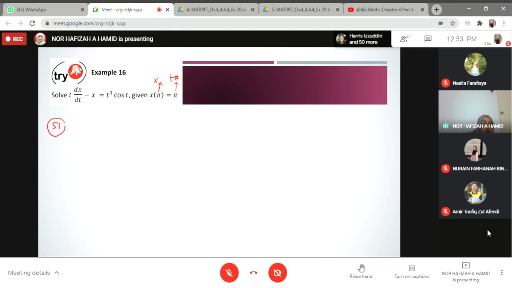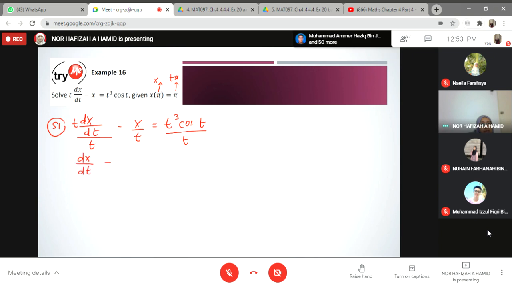Okay, so the coefficient for dx over dt tu must be 1. So you need to divide with t lah. So over with t. So minus with x over t equal to t power 3 cos t. Okay, so divide by t. Okay, so you will have dx over dt. So minus with x over t equal to, so you nak simplify t square t cube cos t over t.